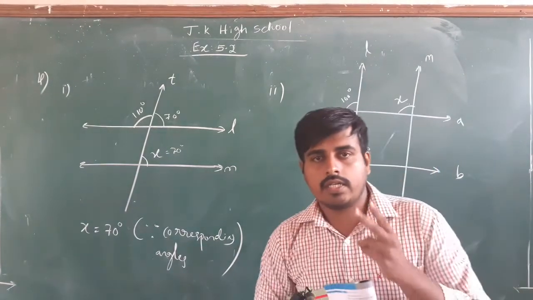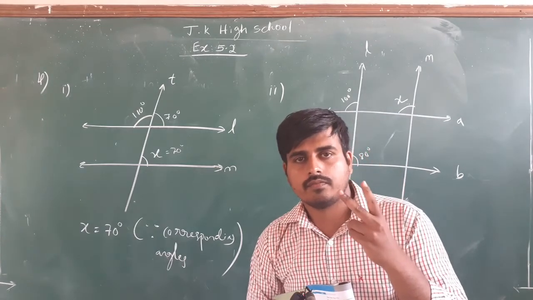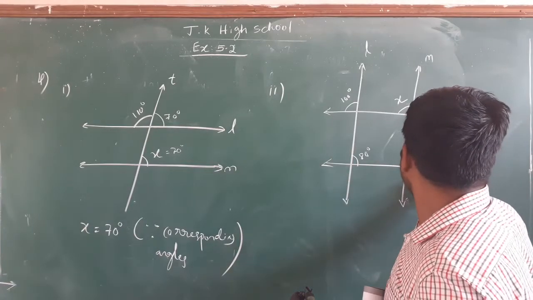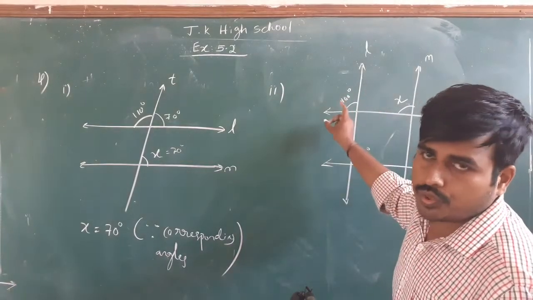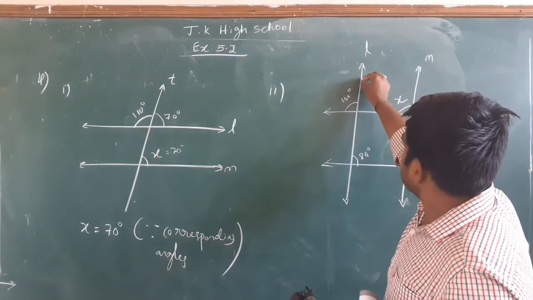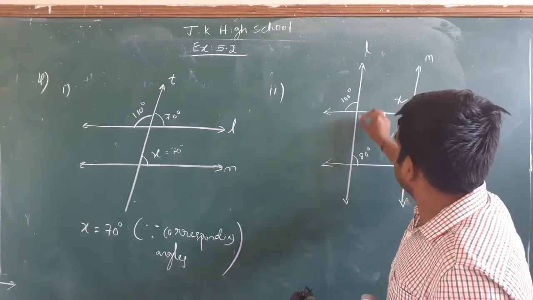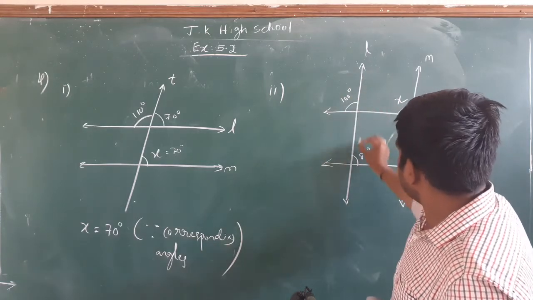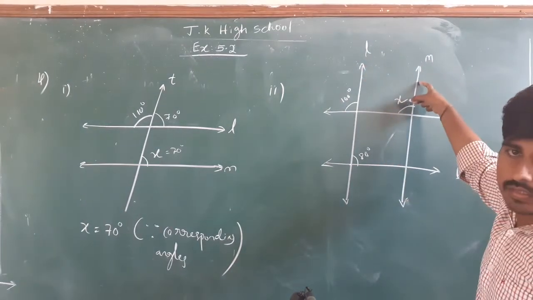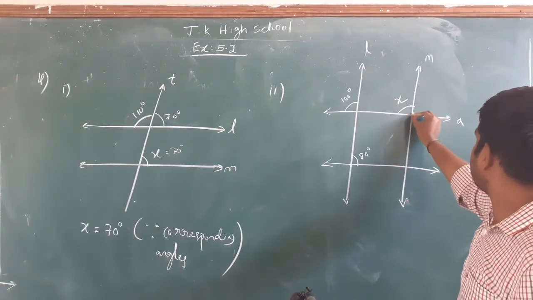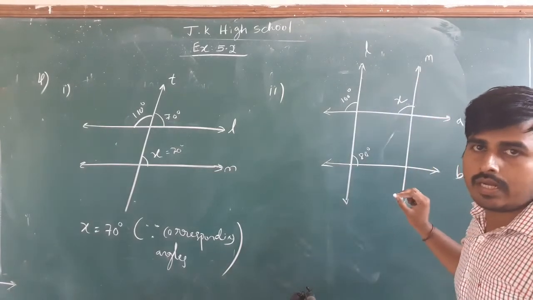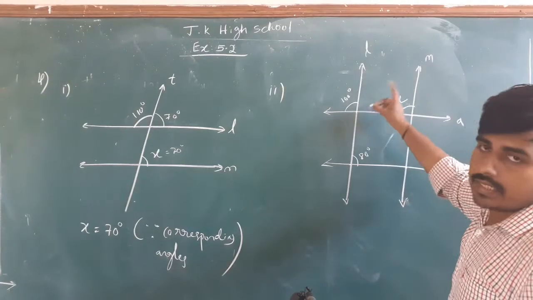Look here, a total of 2 transversals are there. Two pairs of parallel lines are also there. A and B are also parallel, and I am not sure about L and M. Let's say only 1 pair of parallel lines is there. L is also a transversal because it is cutting 2 lines. L is cutting A at this point and B at this point, therefore L is also a transversal. M is also a transversal because M is intersecting A at this point and B at this point. Total 2 transversals are there.